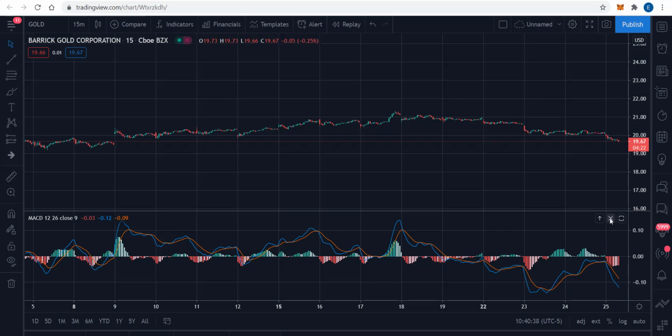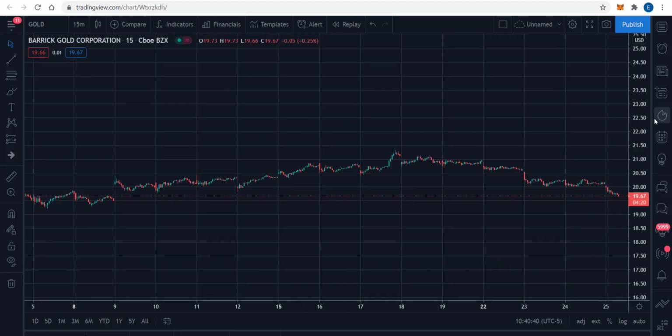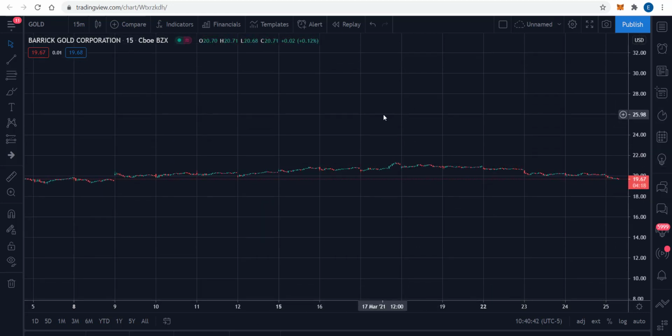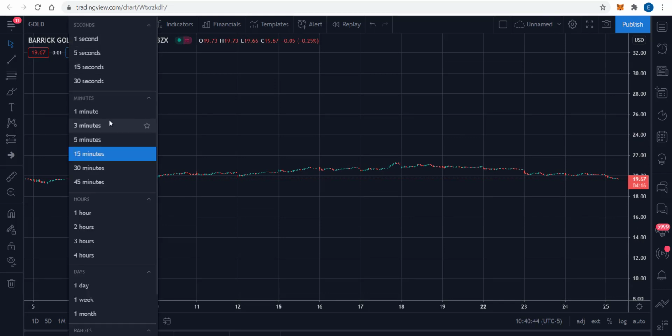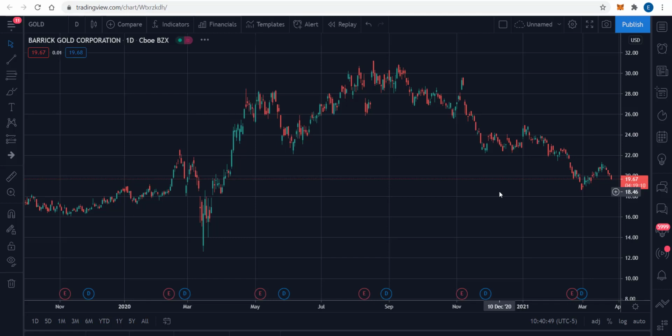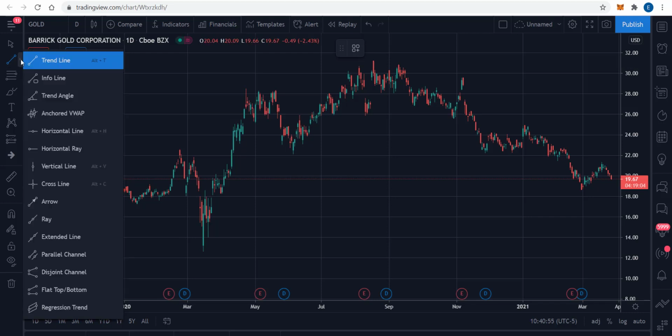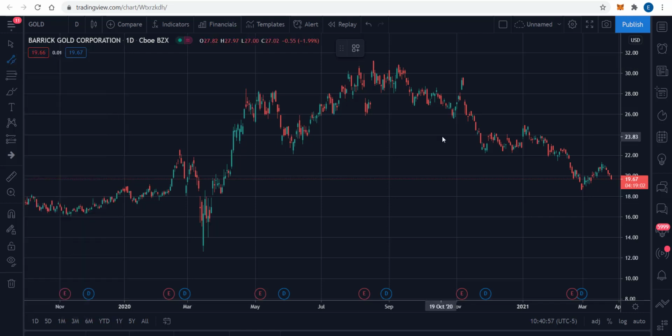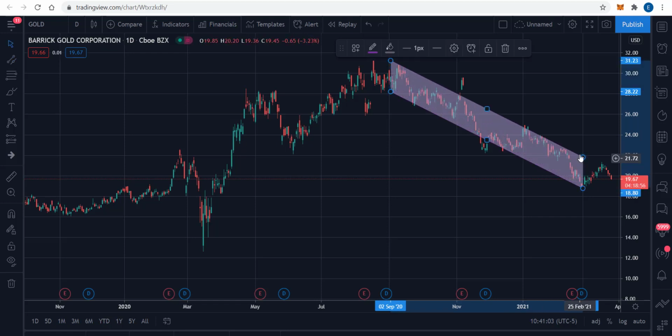So both the moving averages and the MACD seem to be pointing to lower. Didn't mean to take that to 1 minute. Seem to be pointing to lower prices, and that's no surprise given this. We've got a nice little channel here. I'll just go ahead and draw it out. So, I mean, it doesn't get much clearer than that.